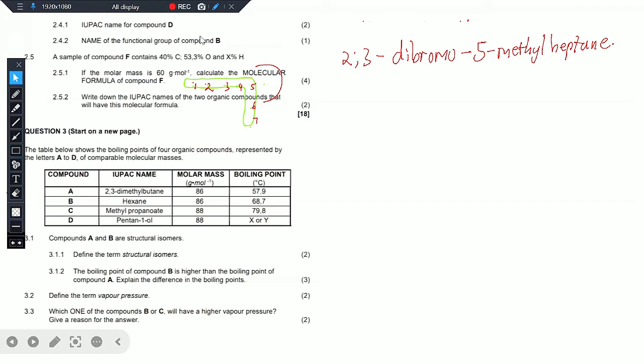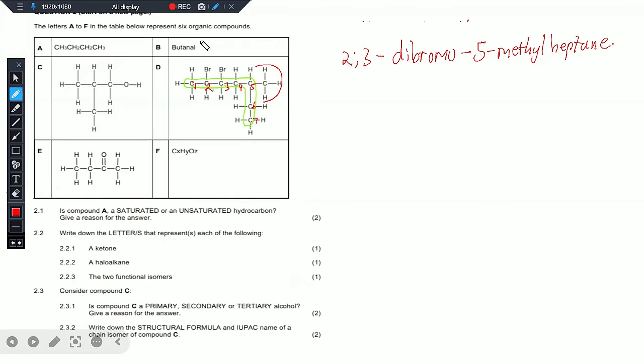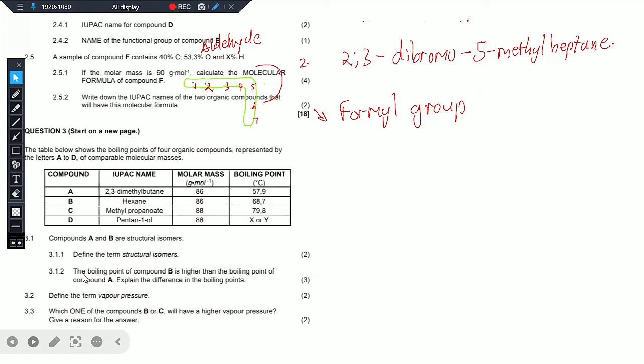Now, name of the functional group of compound B. Let's look, what is compound B? Compound B, we said this one is an aldehyde. So what is the functional group of the aldehyde? We know it to be the formyl group. Always remember that formyl group, that's the name of the functional group of an aldehyde. Note that they did not say homologous series. They did not say name of the homologous series. They said of the functional group.